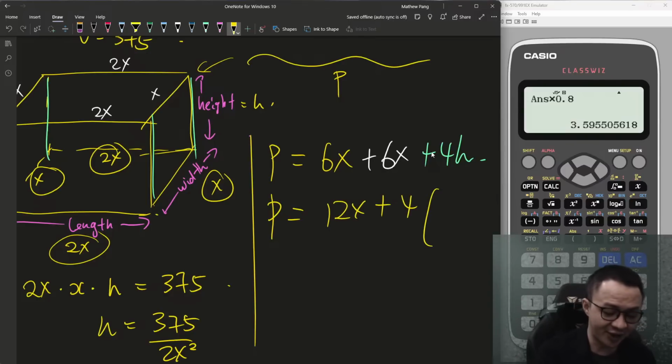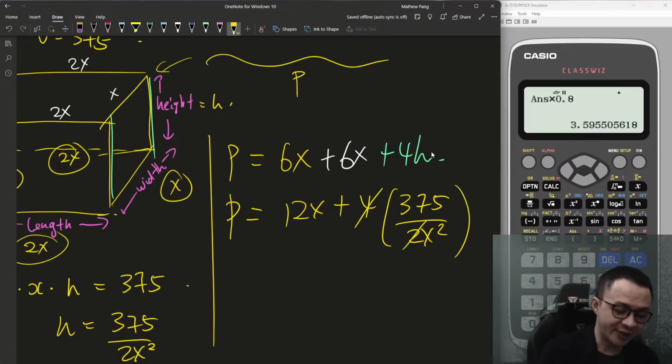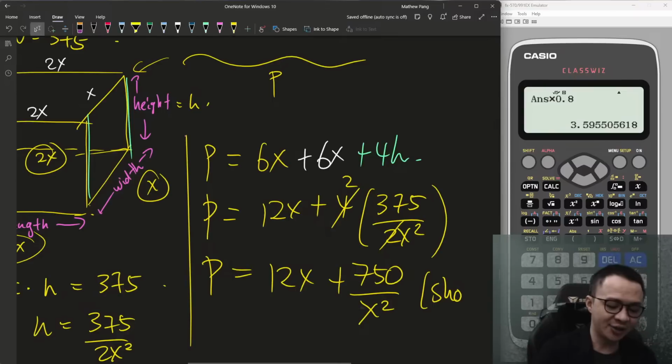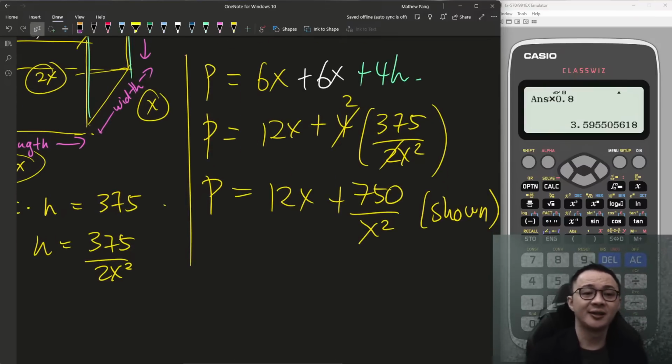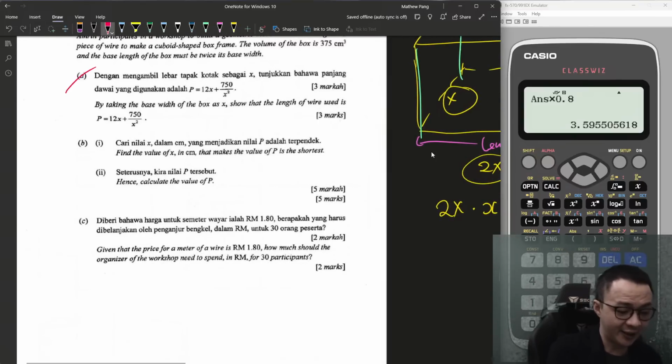And I have my h, right? 375 over 2x squared. This one and this one I simplify. This is 12x plus 750 over x squared. Shown. Because they asked us to show the length of the wire, P, is this equation, right? Then I just show. Alright, done part A.